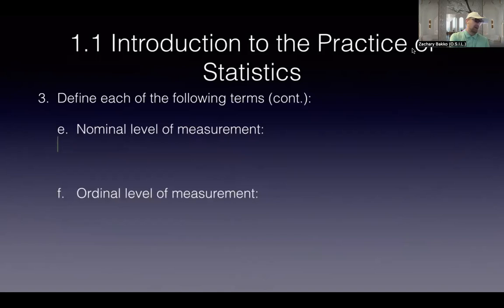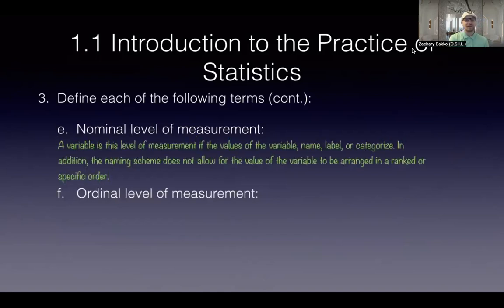Okay, the nominal level of measurement: a variable is at this level of measurement if the values of the variable name, label, or categorize. In addition, the naming scheme does not allow for the values of the variable to be arranged in a rank or specific order. So when we're looking at our categorical data, nominal would be something like hair color. If we have a standard XY table, in our X column, we could have blonde, brown, black, red. Those are the hair colors, right? However, it doesn't matter what order they're in. You could have red first, blonde first, brown first, or black first. It doesn't matter, right? Because they're all independent names or categories.